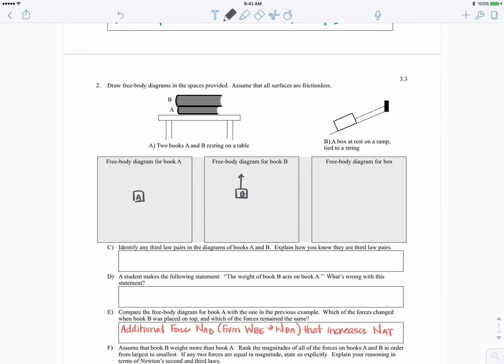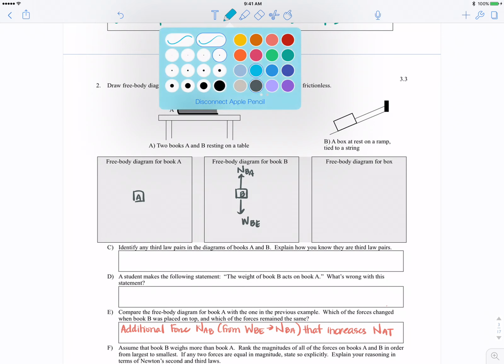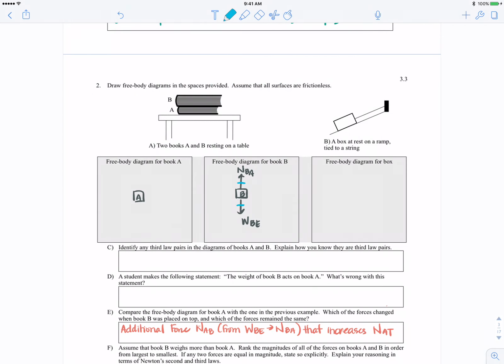So on B, we have the normal force on B by A and the weight force on B by the earth, and these are equivalent to each other. Now, if we have the normal force on B by A, in the opposite direction, there must also be the normal force on A by B. And then on A, we also have the weight force on A by the earth and the normal force on A by the table. And we said that since NAB and NBA are third law pairs, these three are equal. Okay, so these are third law pairs.